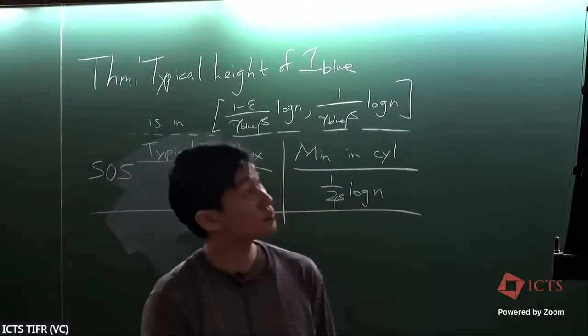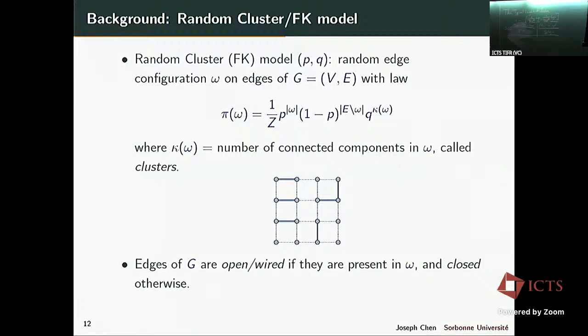Okay. So the proof will go through the random cluster model, which also has been introduced already in this conference. So hopefully it is the percolation where you put an edge weight of p, but you also add a global cluster weight of q to the number of connected components in this percolation. So I will call these clusters. And I'll also say that edges are wired generally if they're there.